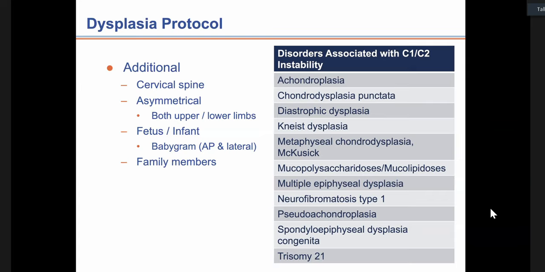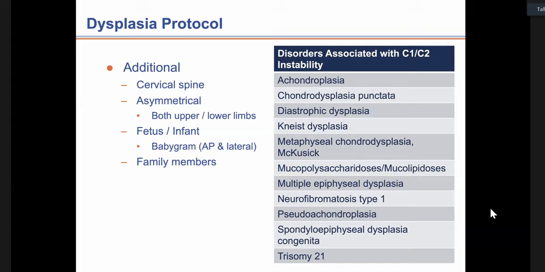If you're dealing with a fetus or an infant, you may do the whole babygram, an AP and lateral of the whole fetus or the whole infant. But even when you're doing those, I would advise that you do the hands and feet separately. You may miss soft tissue or even bony polydactyly. You may miss clues in the hands and feet that will help you to make a diagnosis.